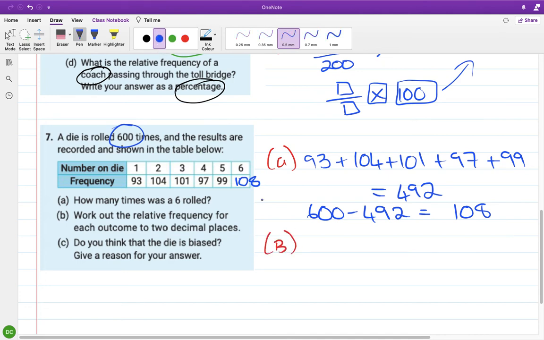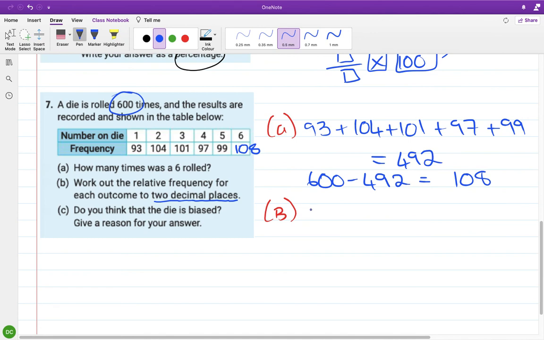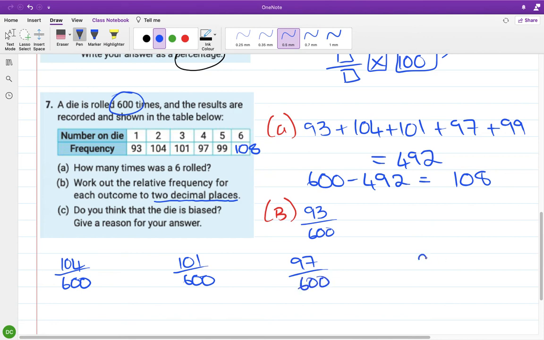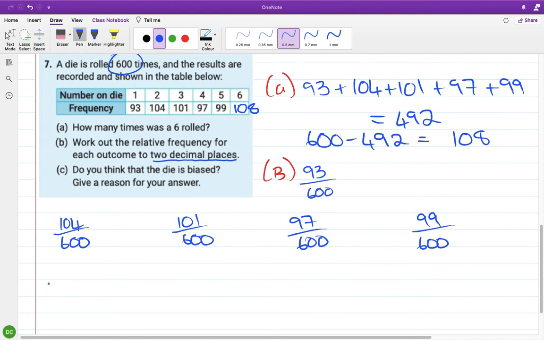frequency for each outcome to 2 decimal places. Okay, now, so we're going to have to do each one here. So it's going to be 93 over 600, 104 over 600, 101 over 600, 97 over 600, 99 over 600, I'm trying to leave myself a bit of space, and 108 over 600.